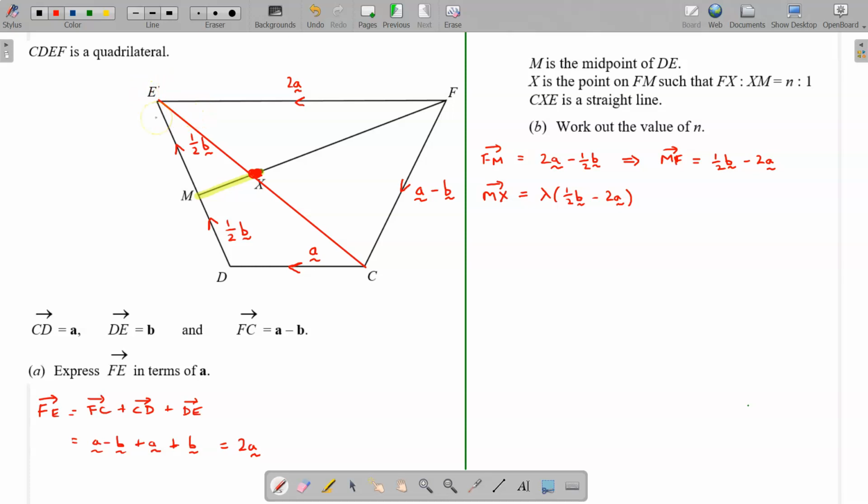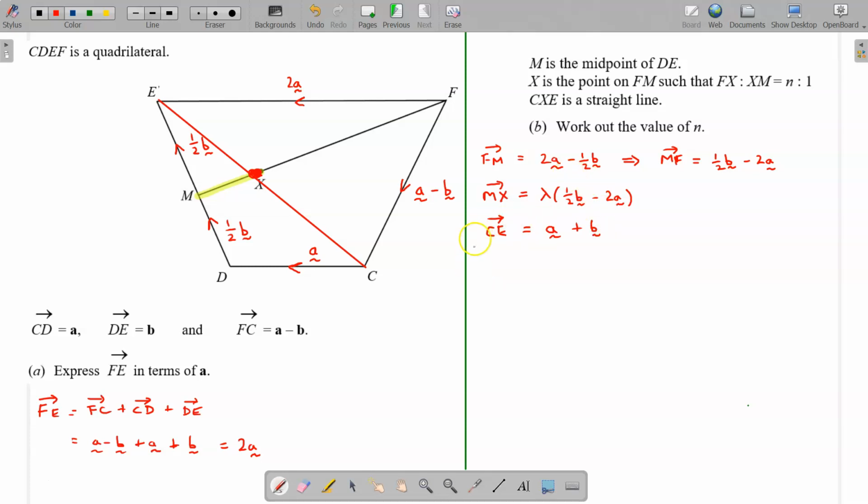So I can now express CE as a single vector in terms of A and B. Let me just write that down first. So CE is equal to, well, it's going to be a plus b, because it's a plus a half b plus a half b. So it's simply a plus b.